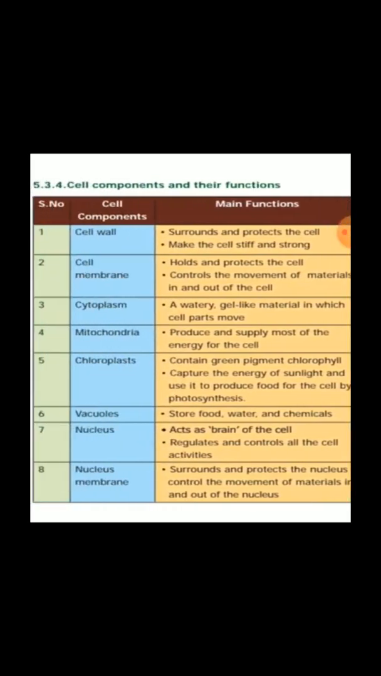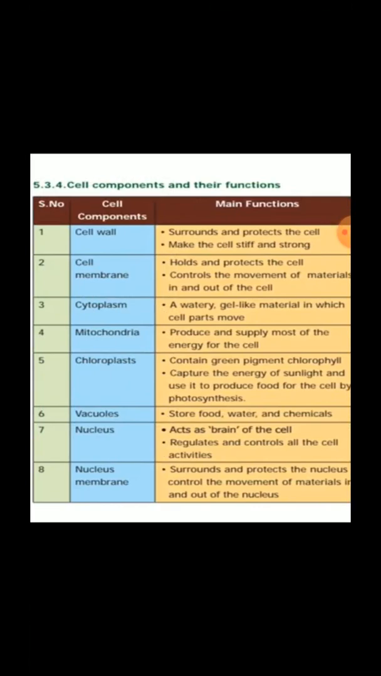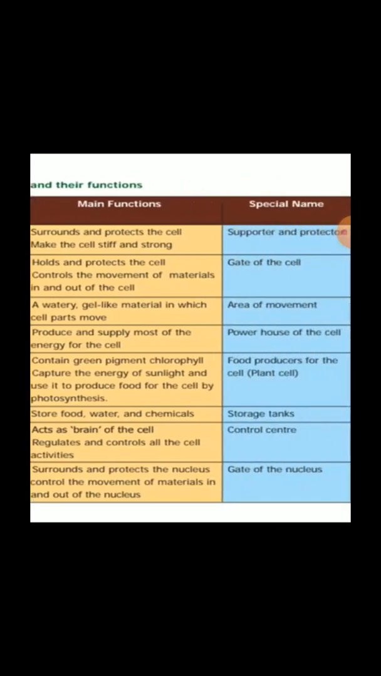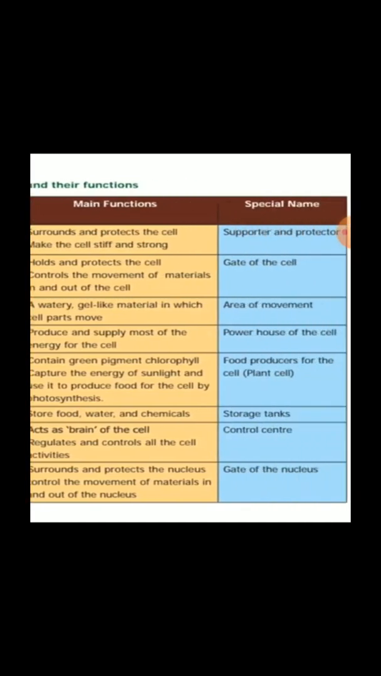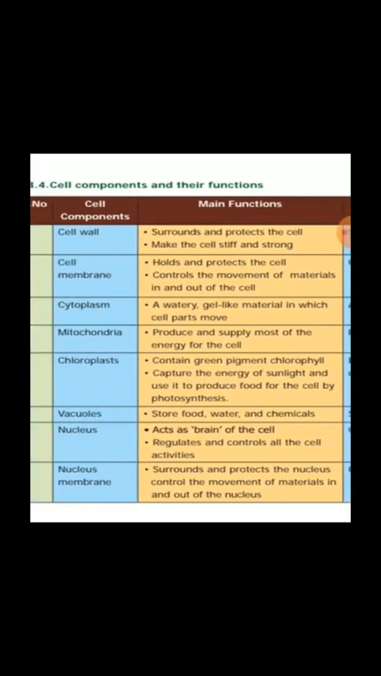Next, the third one, cytoplasm. Cytoplasm is a watery gel-like material in which cell organelles move. So the special name of the cytoplasm is the area of movement. The area of movement is called the cytoplasm. Are you understood, children? Yes.